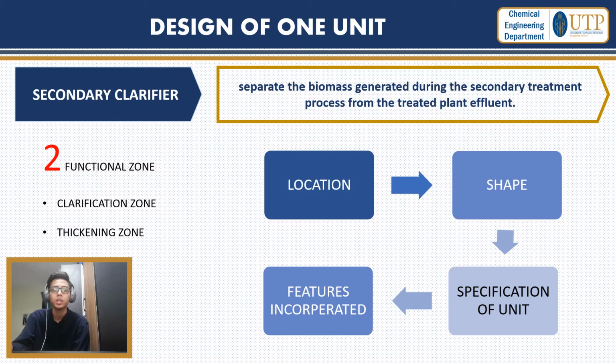There are four major factors that need to be considered before designing a secondary clarifier, which are location, the shape of the clarifier, which is rectangular or circular, and then we have the specification of the secondary clarifier, which consists of the volume, diameter, depth, and last but not least, we have the features incorporated in the design.